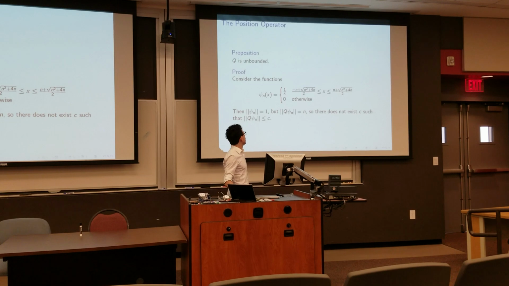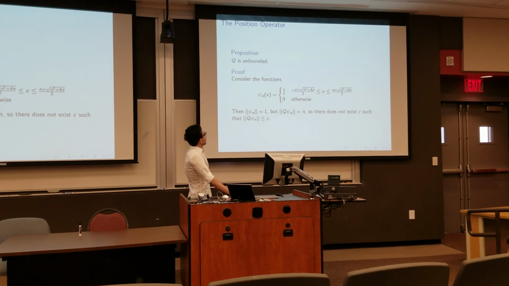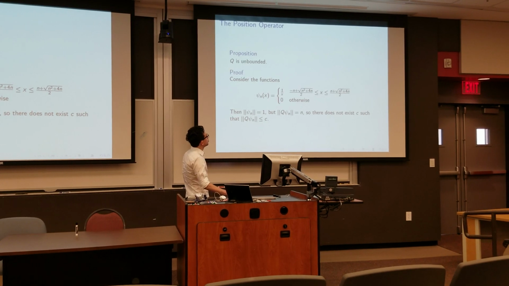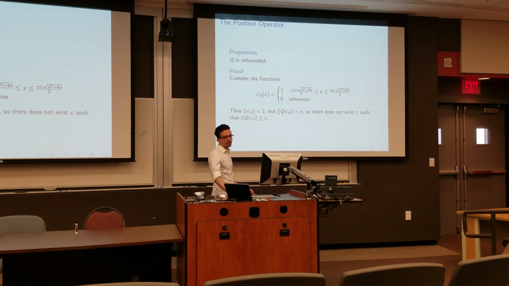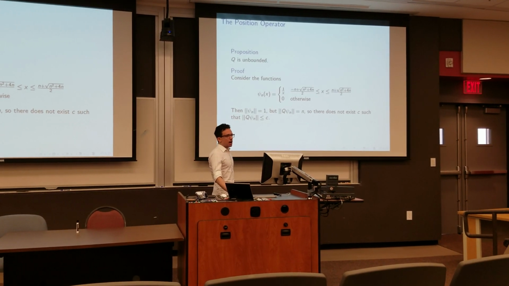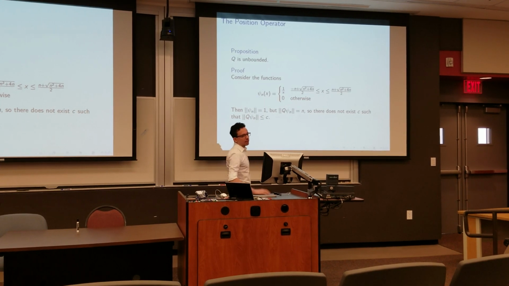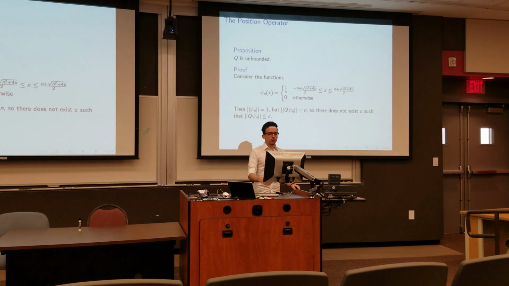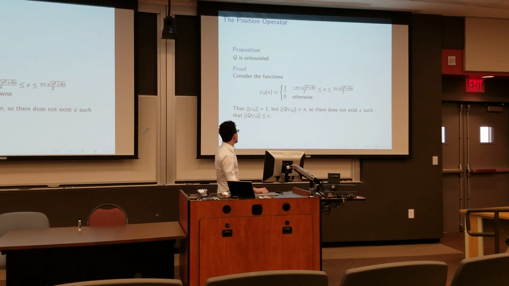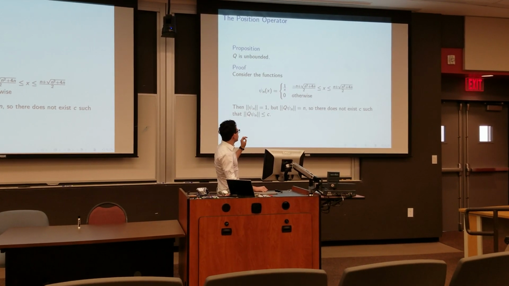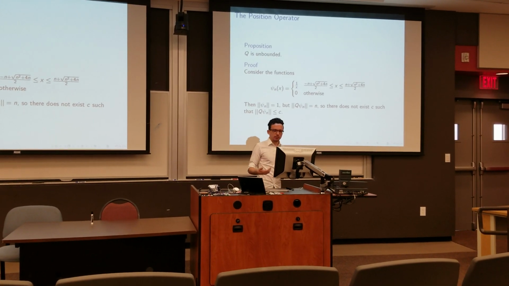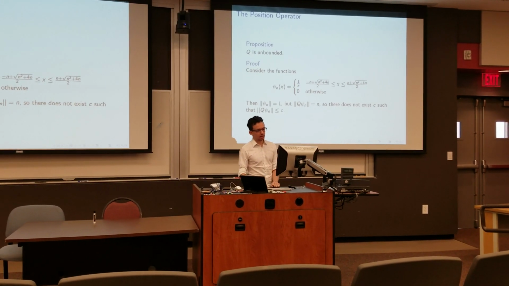So first of all, it's unbounded. A proof of that is just to consider this function. It's just 1 over x in some interval and 0 otherwise. It doesn't really matter what the interval is, but the point is that it's constructed so that the norm of this function is 1, but the norm of q times the function is n. So we can make that as large as we want.